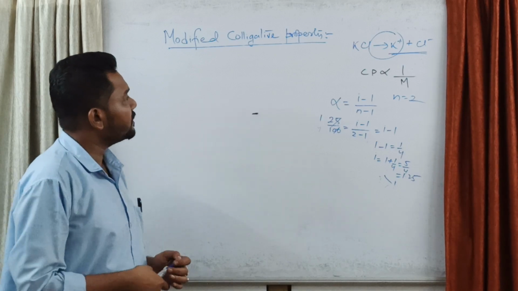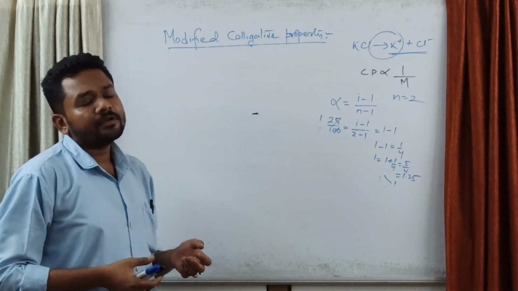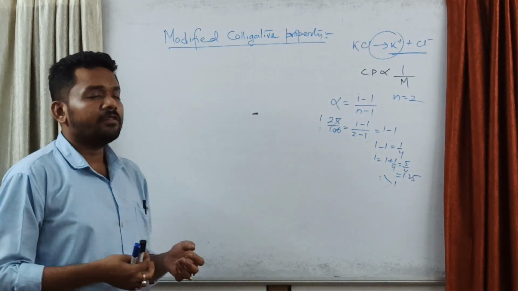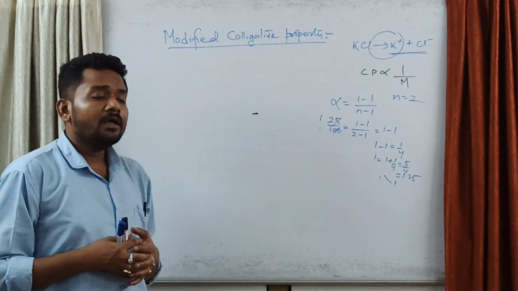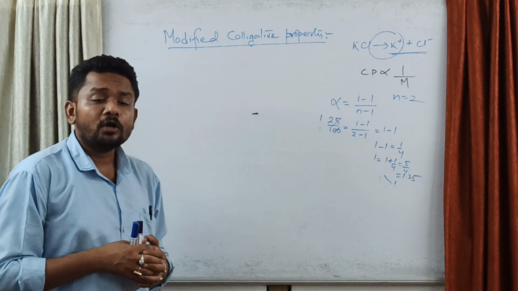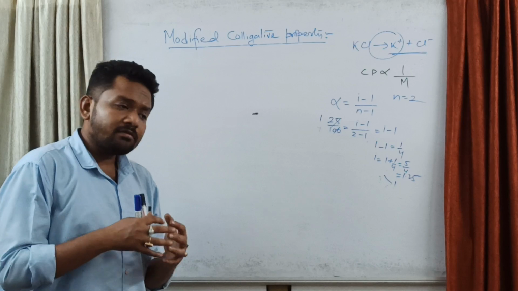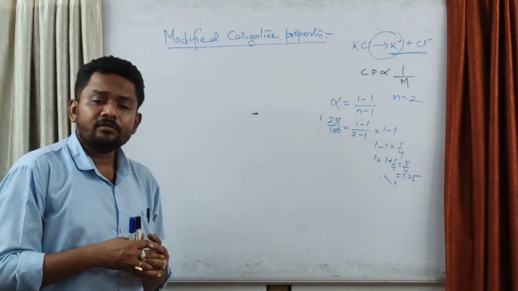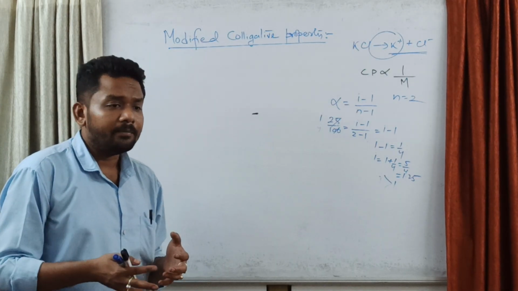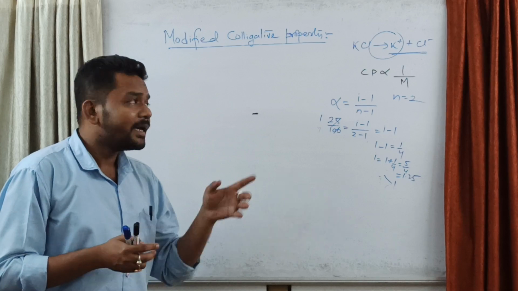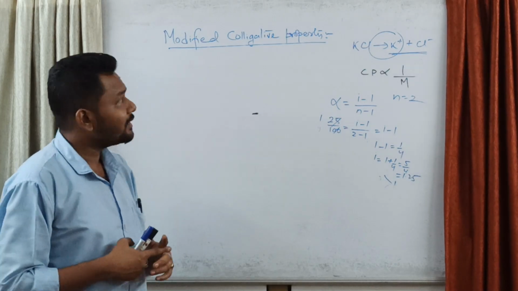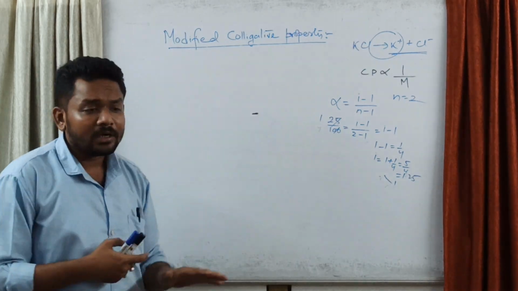theory or general terminology, relative lowering of vapor pressure, elevation of boiling point, depression of freezing point, in all these colligative properties, we have found a problem. The problem is abnormal molar mass. During association, molar mass increases. During dissociation, molar mass decreases. So there is a problem. So that problem was nullified by adding Van't Hoff factor, and here it becomes modified colligative property.